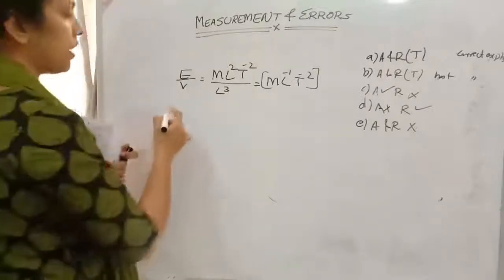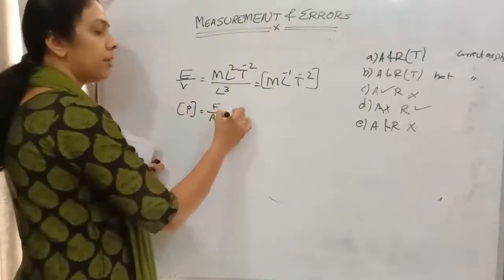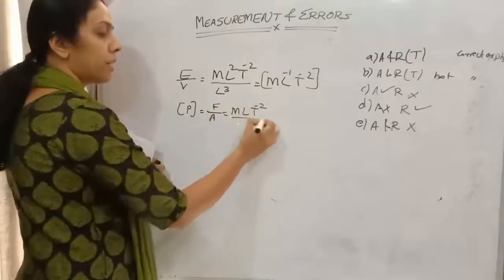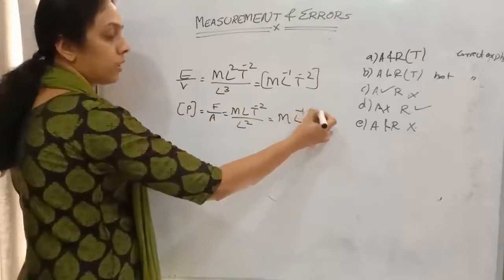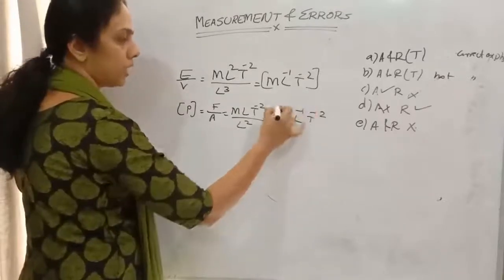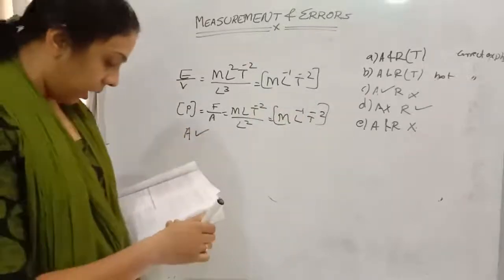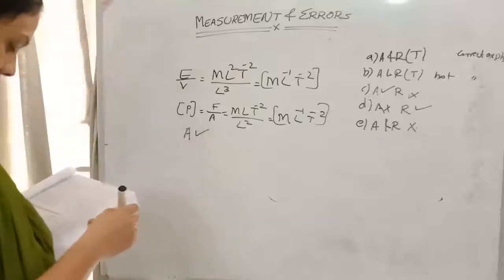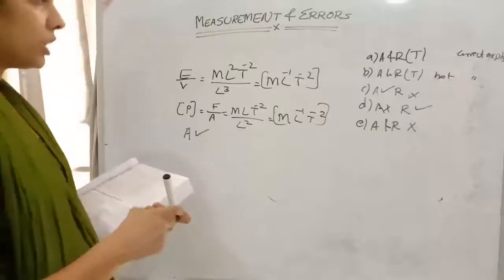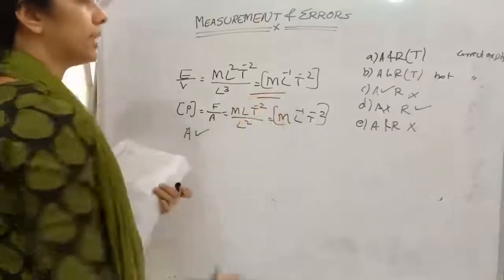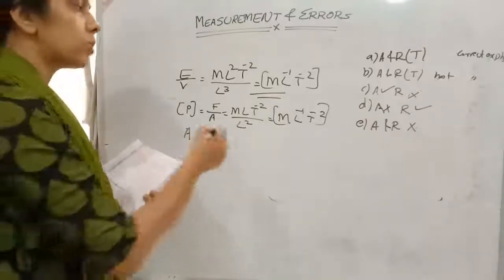Then pressure has the dimension of energy density. So what is the dimension of pressure? Pressure is force by area. M L T to the power minus 2 divided by L square. Area is L square. So M L to the power 1 minus 2, that is minus 1, T to the power minus 2. So this assertion we got as true. Assertion is true. Now the reason: energy density equals M L to the power minus 1 T to the power minus 2, which is pressure. They had given this explanation as the reason. So can we say it is correct? Yes. The reason is also correct.